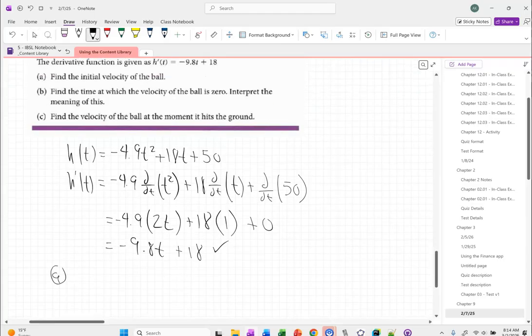All right. The first part of this problem says find the initial velocity of the ball. So the key word there telling us what to do is initial. If I want to find the velocity, it means I need a time to plug into my velocity formula, which is the first derivative of position. What time does initial mean? T equals 0, right?